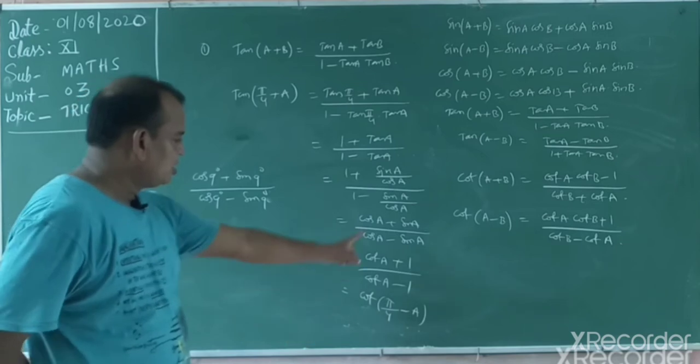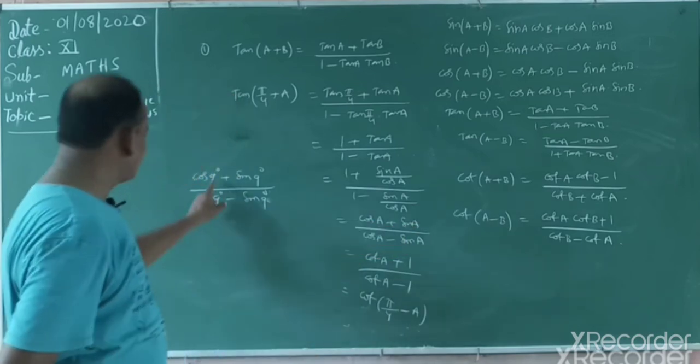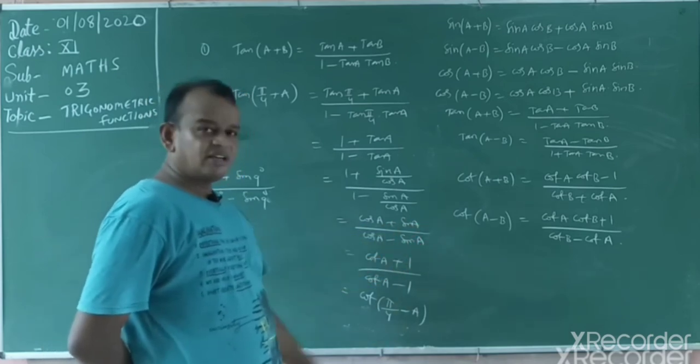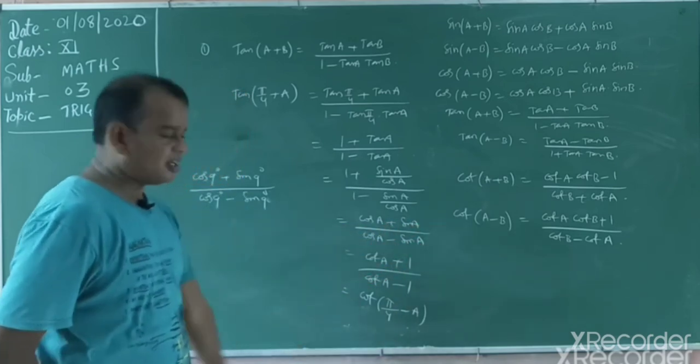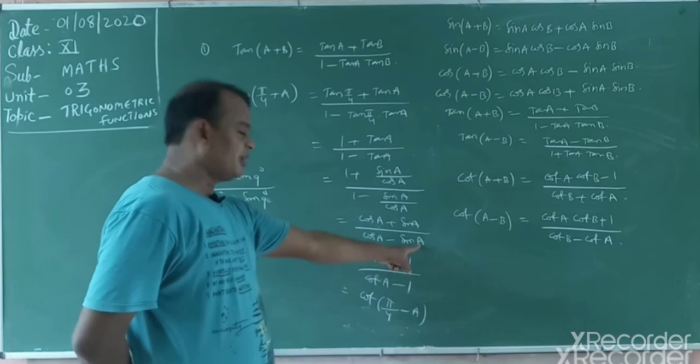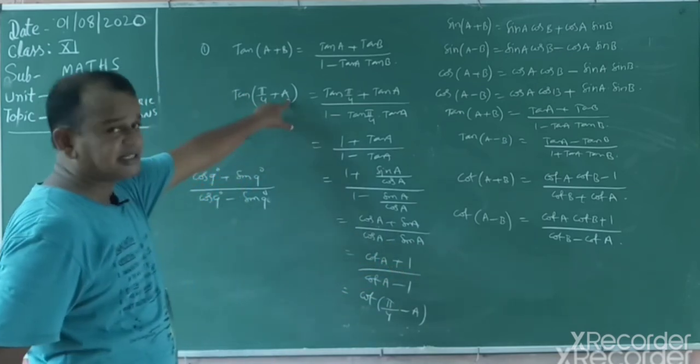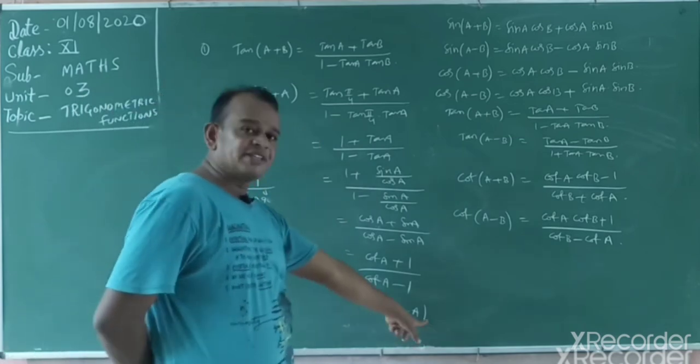Observe that all the angles are the same, 9, 9, 9, 9. Cos a sin a, cos a sin a. In this one plus is there, in this one minus is there. Cos a plus sin a by cos a minus sin a. This is how the two formulas go. One is tan of (45 degrees plus a), the other one is cot of (45 minus a).